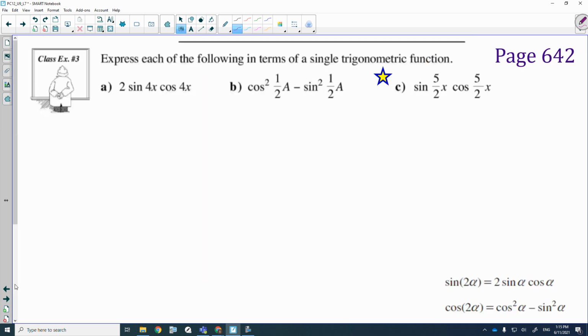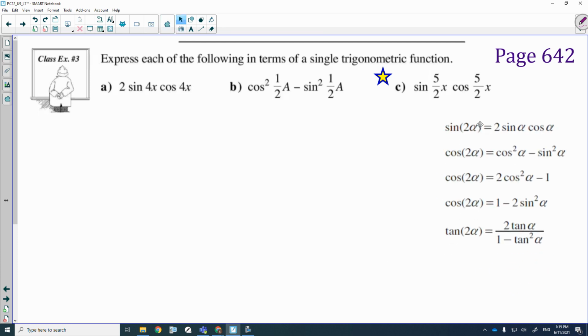Okay, the last class example we have is class example 3. We are doing essentially the opposite of class example 2. As you do homework examples, you're going to start recognizing things. I always have this memorized because I've done it so many times: whenever I see a 2 sine cos, I know that's a double angle for sine, okay?